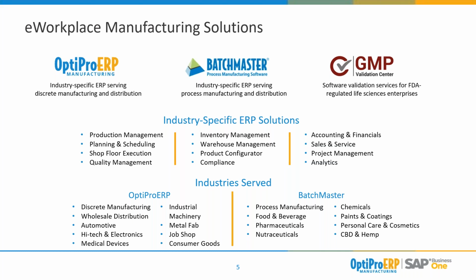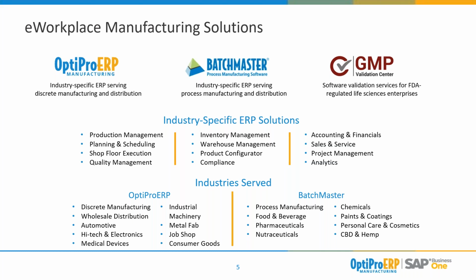And then we have Batchmaster also. Of course, OptiPro is our focus for today. Batchmaster is focused on industry-specific needs of process and formula-based manufacturers. So your food and beverage, pharmaceuticals, nutraceuticals, and chemical manufacturers. So the two solutions go deeper in addressing the unique needs of manufacturers in these sub-vertical industries, and both are SAP certified. We also have GMP Validation Center, which provides software validation services to FDA-regulated life sciences and medical device companies.